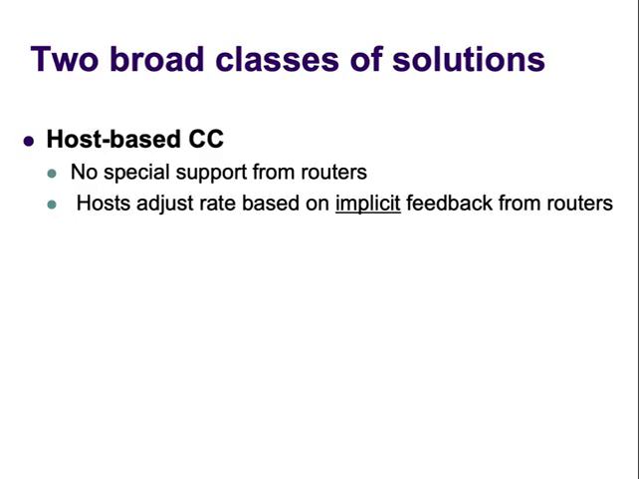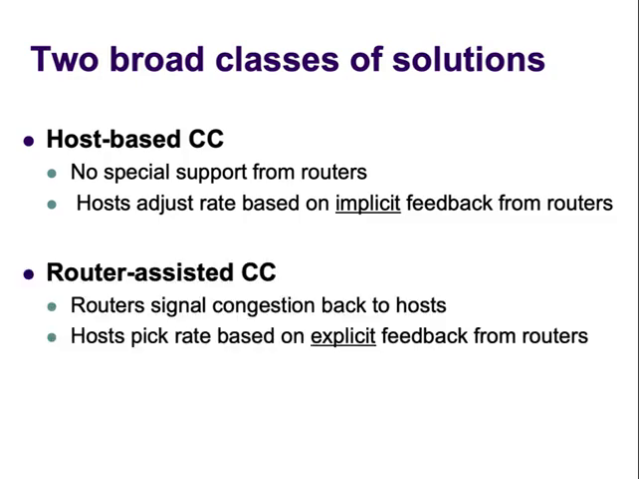The host-based congestion control, there's no special support from routers. They're completely oblivious, or they don't communicate any feedback back to the host. The hosts then adjust their rate based on what I'm calling implicit feedback from routers. And implicit in the sense that you do have a sense of whether your network is congested based on the ACKs you're getting back. Are you losing packets? What is the delay of your packets? Because remember, we're doing round-trip time estimations. If you see your round-trip time go up, that's a pretty good indicator that you're experiencing congestion. So this is kind of implicit feedback from the network or from the routers.